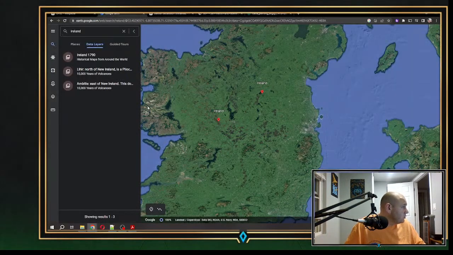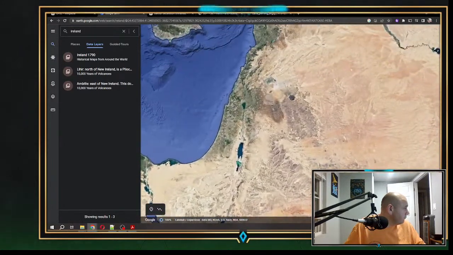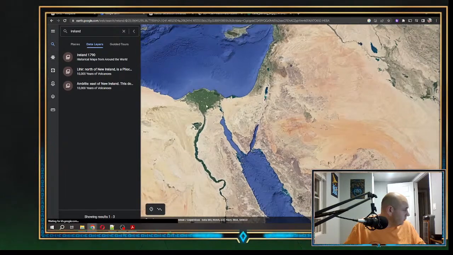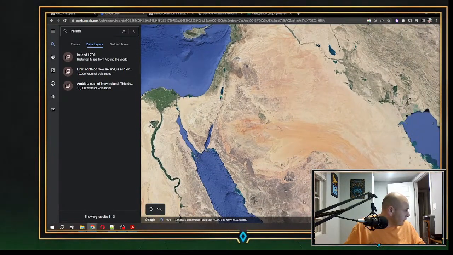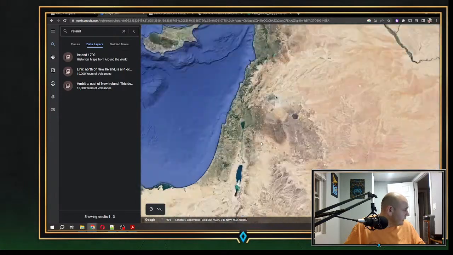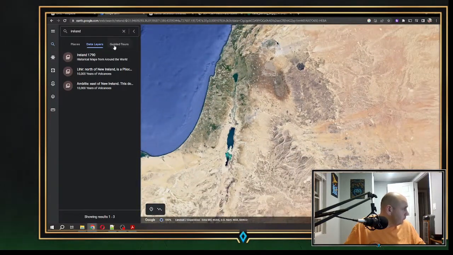So, if we go over here to Palestine, okay, here's Palestine right here. So, Palestine is basically, here's the Eastern Mediterranean. You've got Saudi Arabia down here. You've got Egypt over here. You can see the Nile Delta. Sinai Peninsula. And then right in here is where you get here.